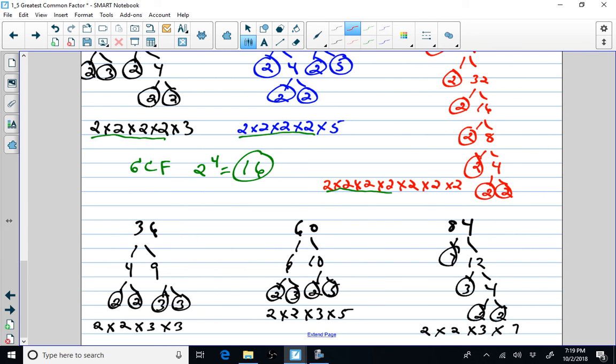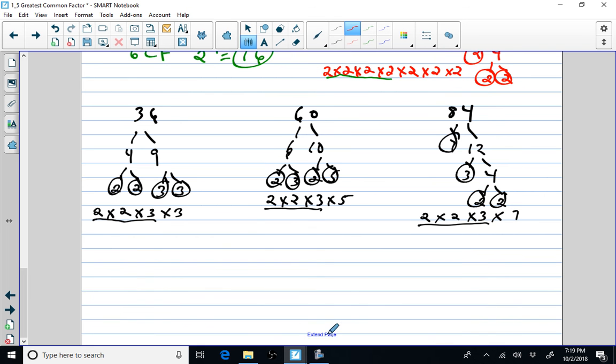I look for the factors that are common to each set of numbers. Let's see. I have 2 times 2 times 3 here, 2 times 2 times 3 here, and 2 times 2 times 3 here. So to find the greatest common factor, we have to multiply: 2 times 2 times 3. 2 times 2 is 4, times 3 is 12. 12 would be the greatest common factor of 36, 60, and 84.